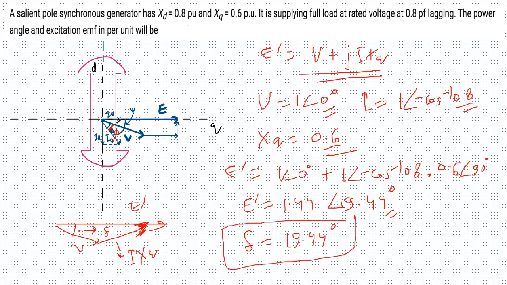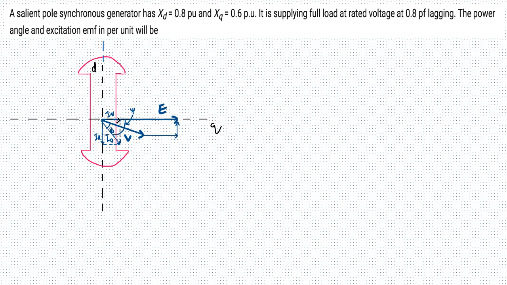Now once you have your delta, you need to proceed to find E. Again, if I draw the phasors here, this is your E axis, this is your V and this is your I. You already knew this angle, cos inverse 0.8, and this angle is 19.44 degrees. So this entire angle psi is known to you now. Now you can find the current along the q axis and the current along the d axis.